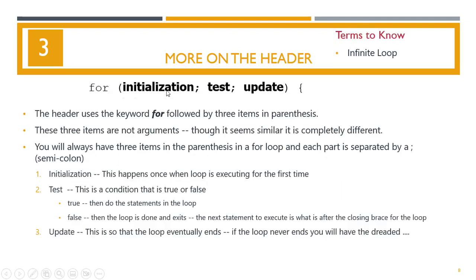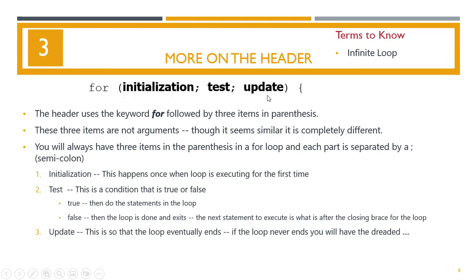So here's the header. Again, here are the three sections in the header. These are not arguments, though they look similar to the method header. What you're doing is you're creating the loop so that it is set up to exit correctly. So the first part, initialization, happens only once, right when the loop begins. You're going to initialize that variable. The second part of this loop tests that variable to see if you're going to go on the true part or the false part. The true means, yeah, I want to do the loop statements. The false means you're done looping, go on.